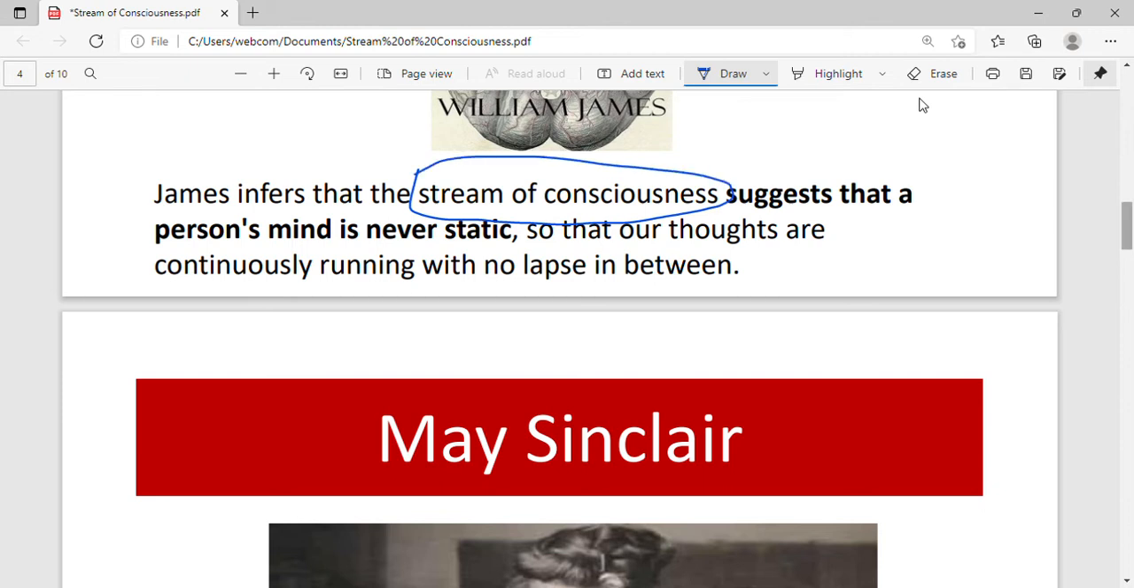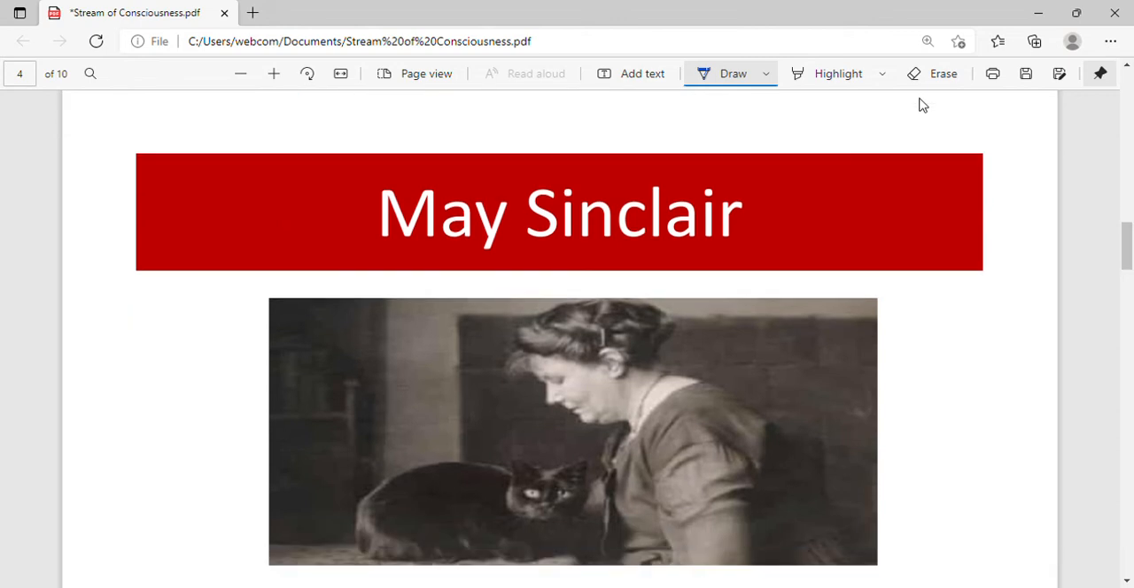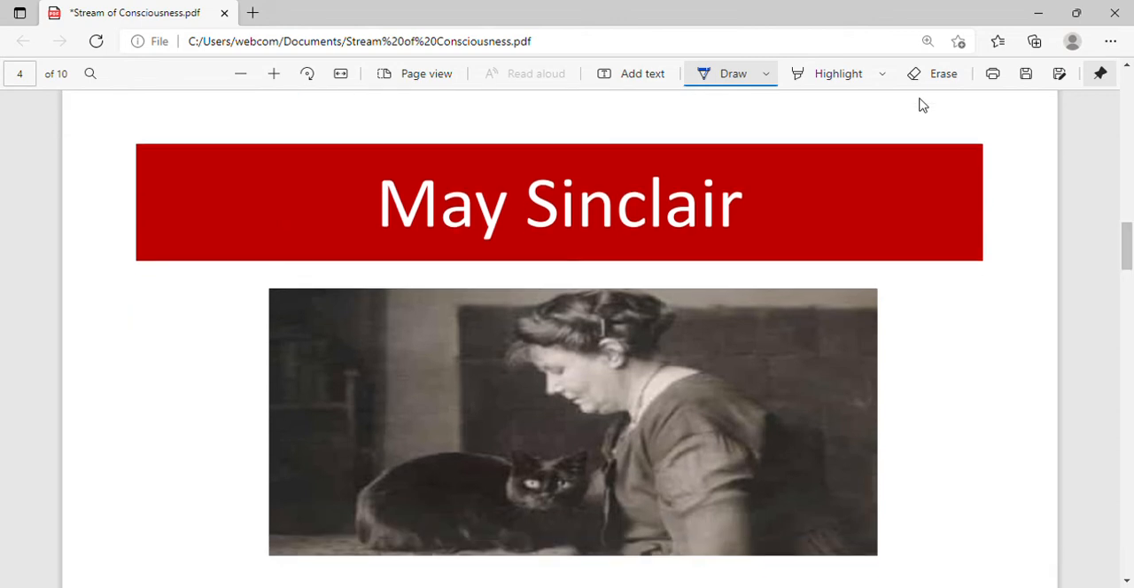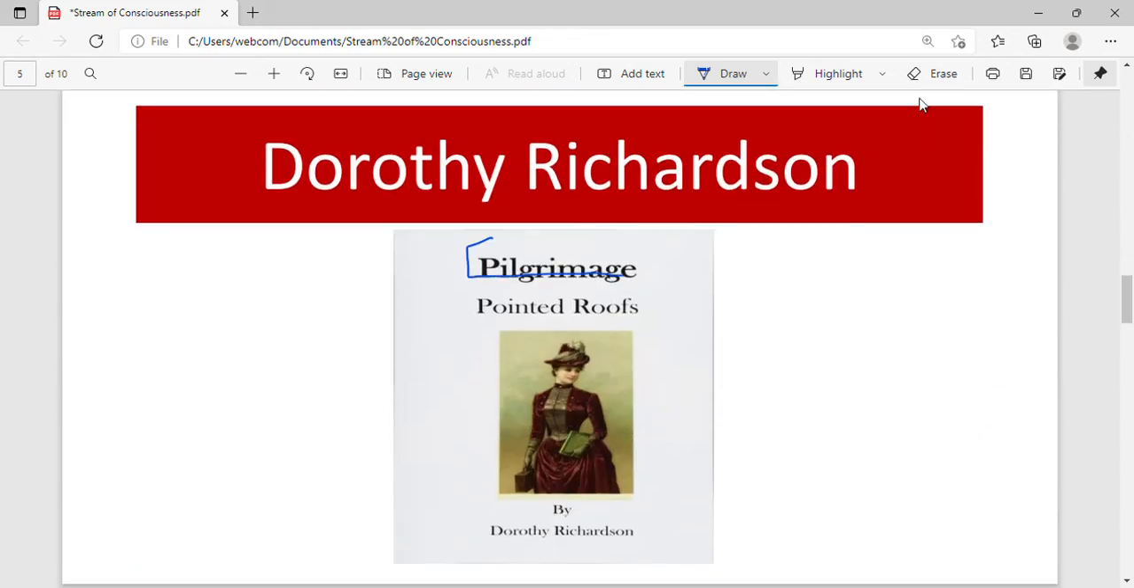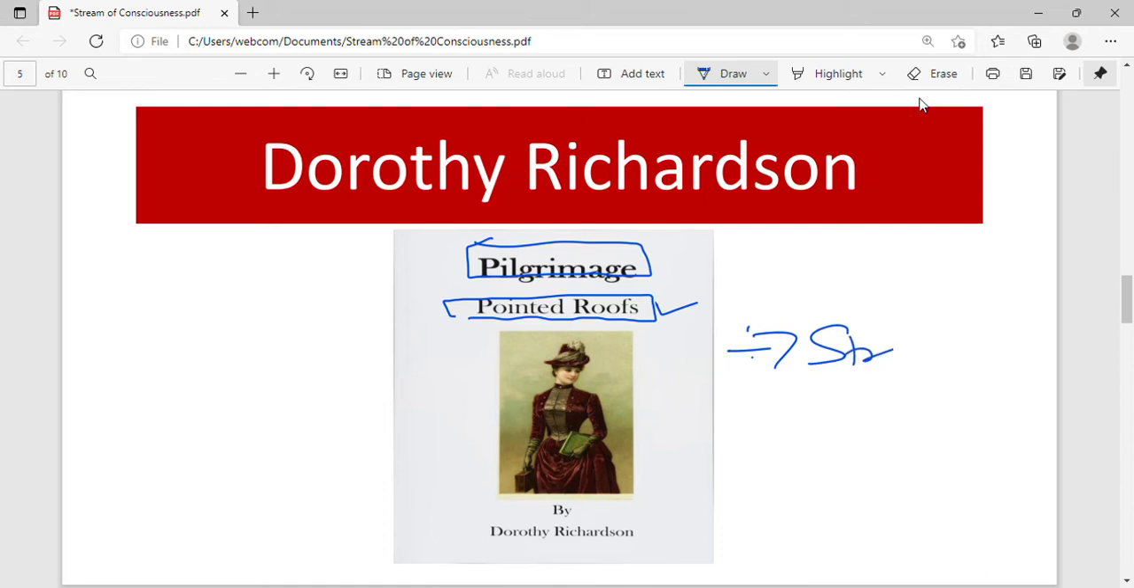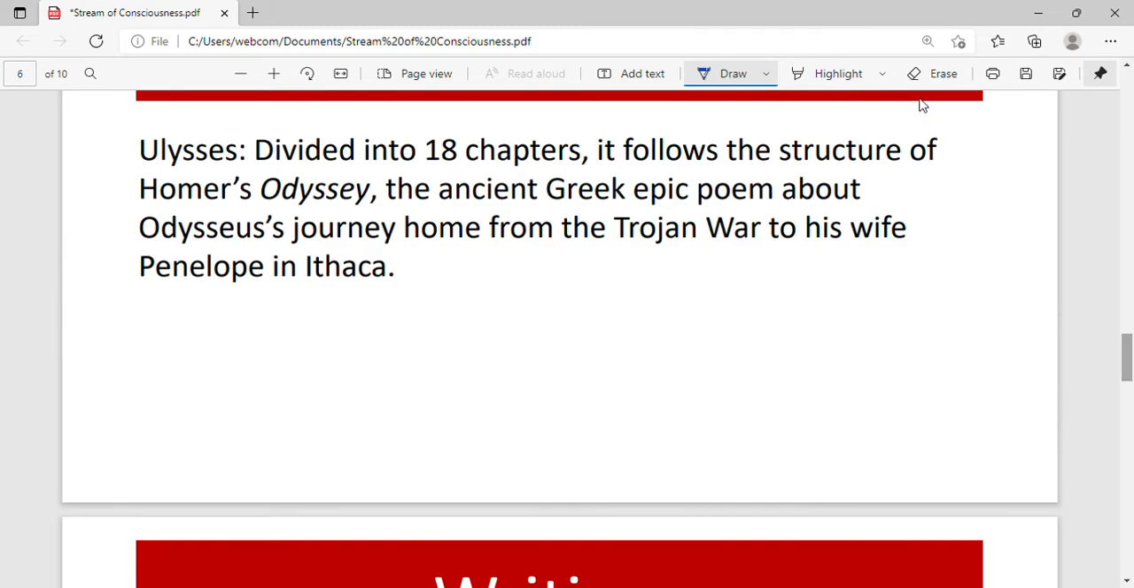This is how it came into existence. But who used this term for the first time in a literary context? That is May Sinclair, in 1918, when she reviewed Dorothy Richardson's novel Pilgrimage. Pilgrimage is a part of a series of 13 novels, and the name of the series is Pointed Roofs by Dorothy Richardson. It is the first complete novel to use the stream of consciousness. In 1918, for the first time, this term was used in a literary context.